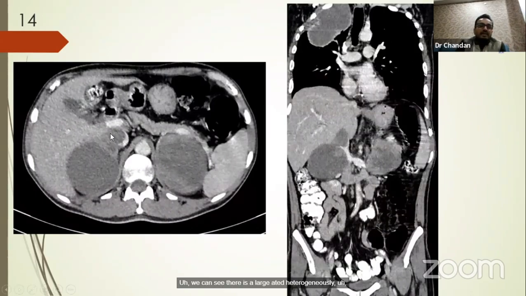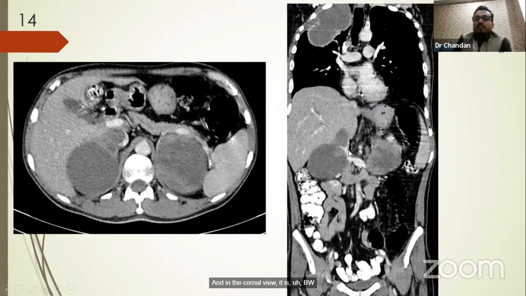We can see there is a large lobulated heterogeneously enhancing mass in the CECT abdomen involving both adrenal regions without separate visualization of the adrenal gland. It is also abutting the tail of the pancreas, and the lesion appears lobulated with some soft tissue component.